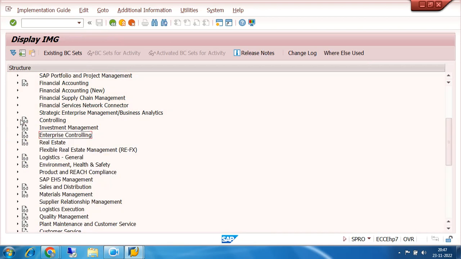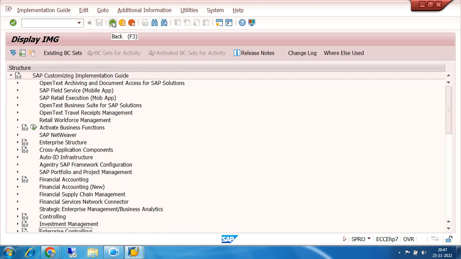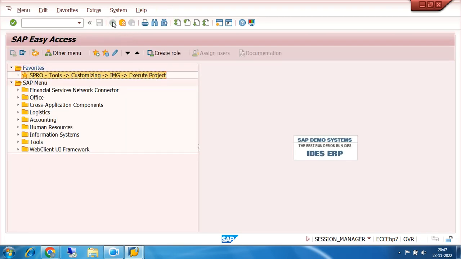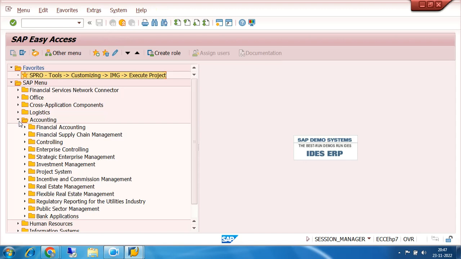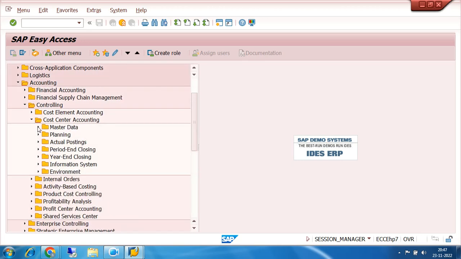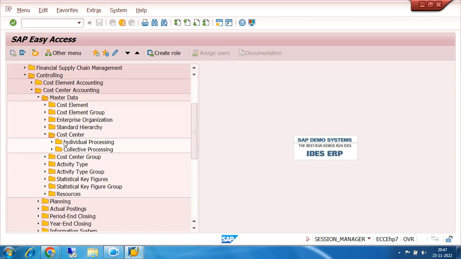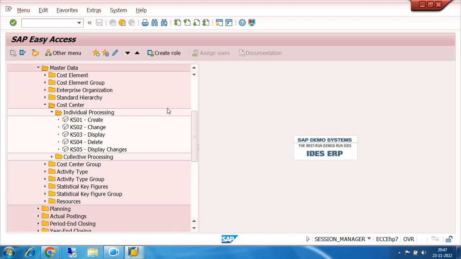In addition to that, I created profit center, cost center, as well as segment, right? So these three master data I have created. After creation of these three master data, let us check the master data again. For checking the master data, I can go to accounting, controlling, cost center accounting. This is master data. This is cost center. This is individual processing. I can go to display.